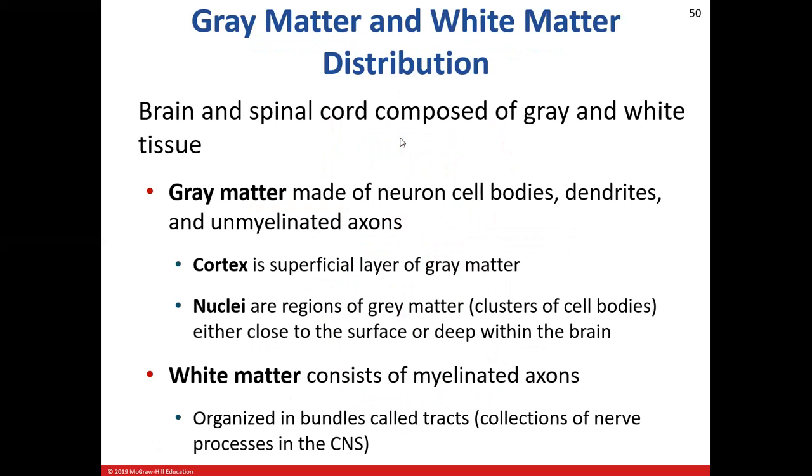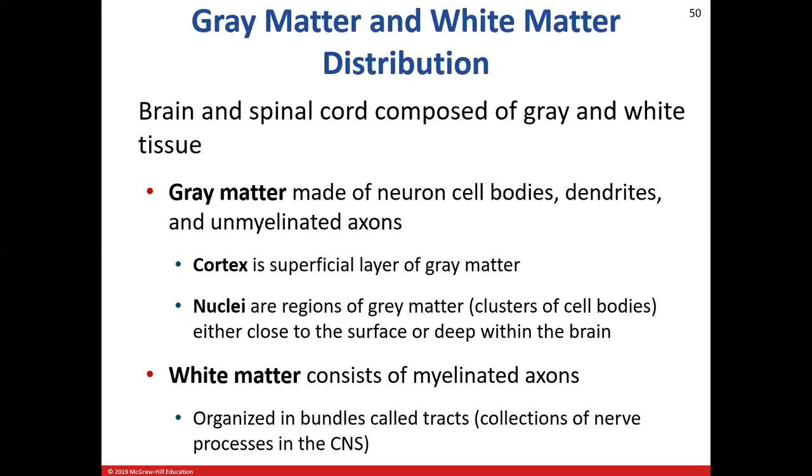So let's look at some of the distribution of the white and the gray matter. The brain and the spinal cord is composed of both different types of tissue, both gray matter and white matter. Remember, white matter tends to be the myelinated, and the gray matter tends to be unmyelinated. Gray matter also is made up of the neurons, the cell bodies, the dendrites, and again, those unmyelinated axons.